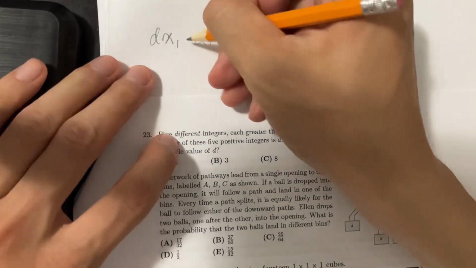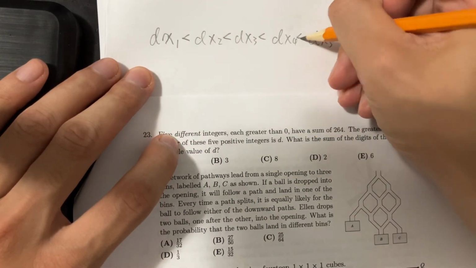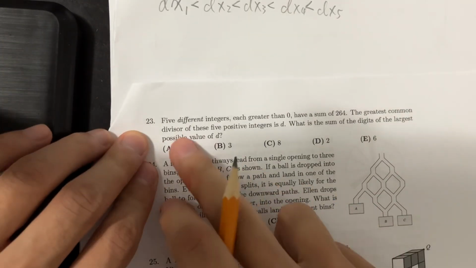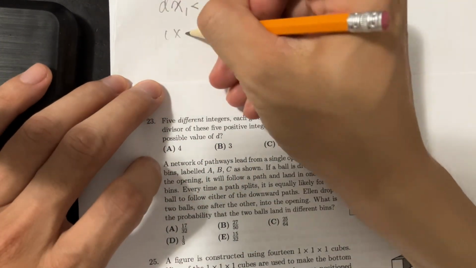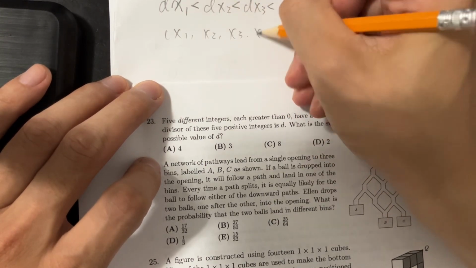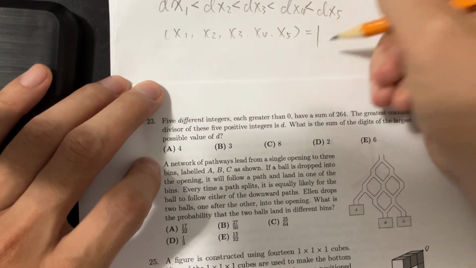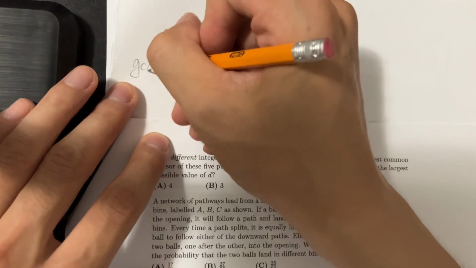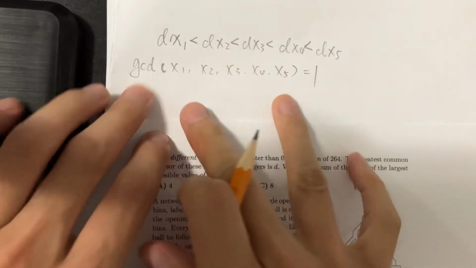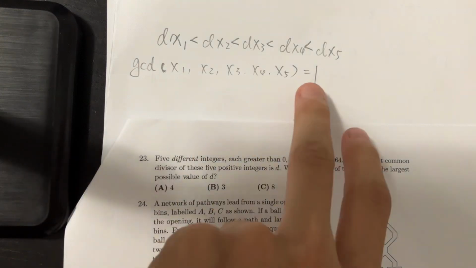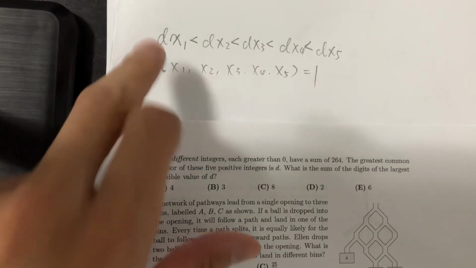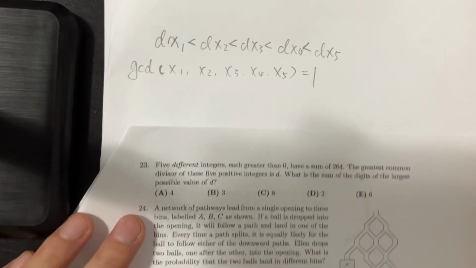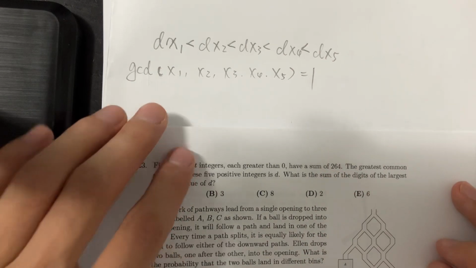Because they are all different, the x's are strictly increasing. And because d is already the common divisor, x1, x2, x3, x4, and x5 have GCD equal to 1. They are co-prime, though co-prime is not a good word here because I'm considering 5 of them in one go. But anyways, the GCD of them is 1. If you want to write GCD, I don't have the habit of writing that, I just write a pair of brackets. But anyways, the GCD of these 5 numbers is 1. And d would be the GCD of the 5 original numbers. And there's one more thing to consider, that is the sum, which is 264.